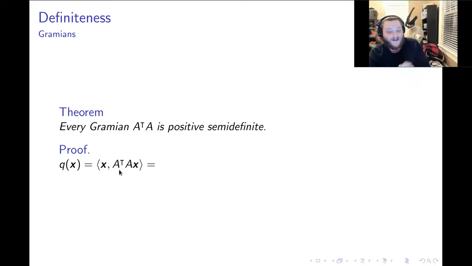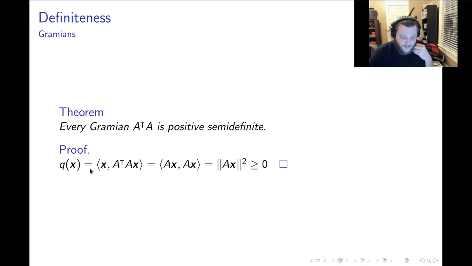Now we can take advantage of the adjoint formula. We can move the A transpose on the right-hand side of this inner product to the left-hand side, but when we do that, we have to transpose. So now we're looking at the inner product of A times x with itself. And remember, the inner product of any vector with itself is its length squared. So this quadratic form is equal to the length of A times vector x, squared, which is guaranteed to be non-negative, which is what it means for the quadratic form to be positive semi-definite. Great. So that's the proof of our theorem.